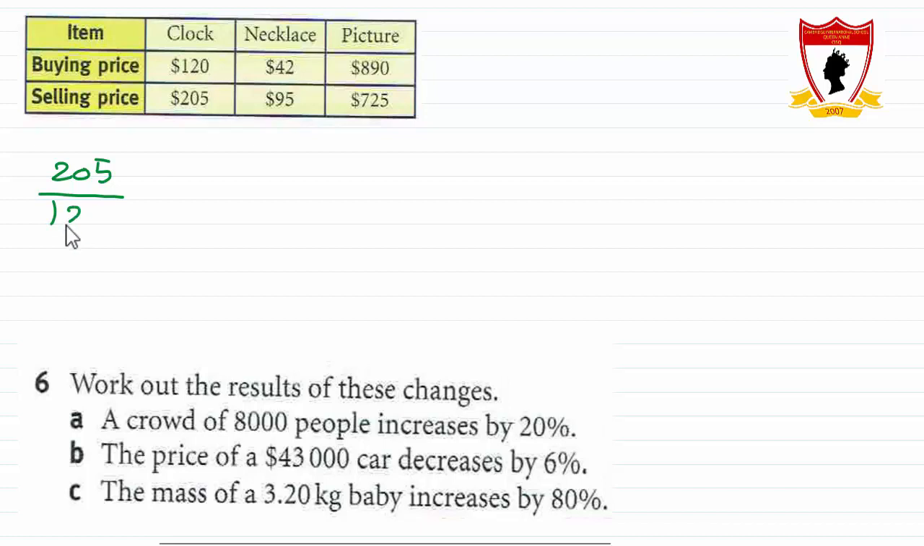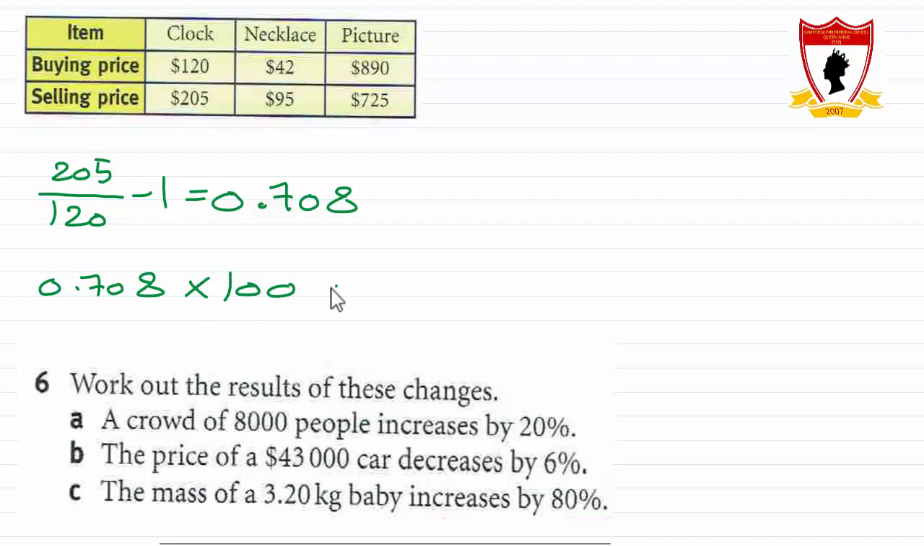To calculate the percentage of loss or profit, we start with the selling price 205 divided by the buying price 120. The result of this division minus 1, let's see what this gives, is equal to 0.708. Multiply this decimal by 100, 0.708 times 100, it gives you the percentage of profit. So for the clock, it's 70.8% profit.